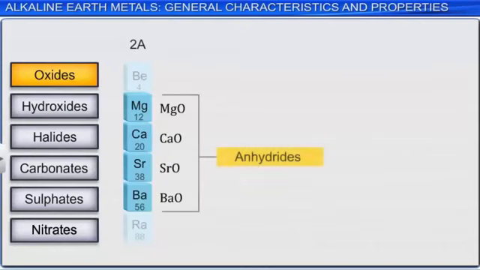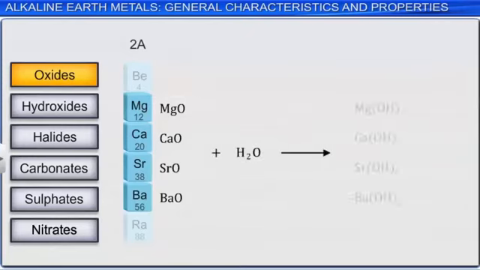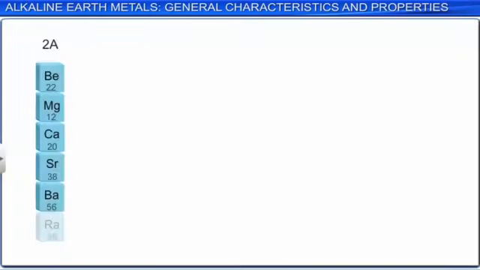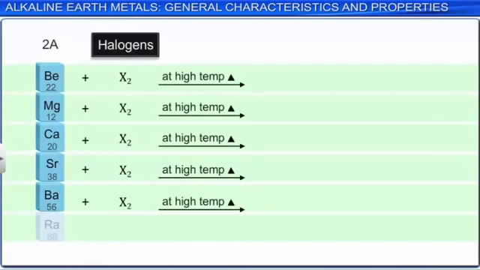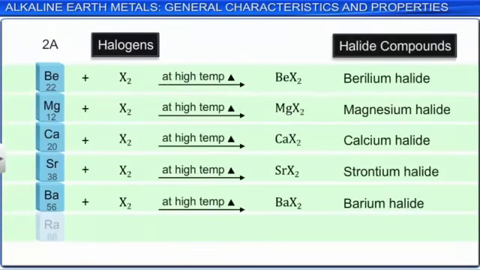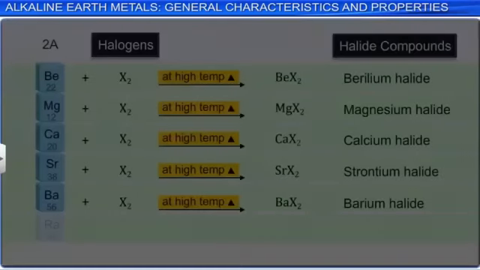This means that they react with water to form metal hydroxides. All the group 2 metals can react with halogens, forming halide compounds. These reactions usually occur at high temperatures. For example, calcium fluoride forms when calcium metal reacts with fluorine gas.